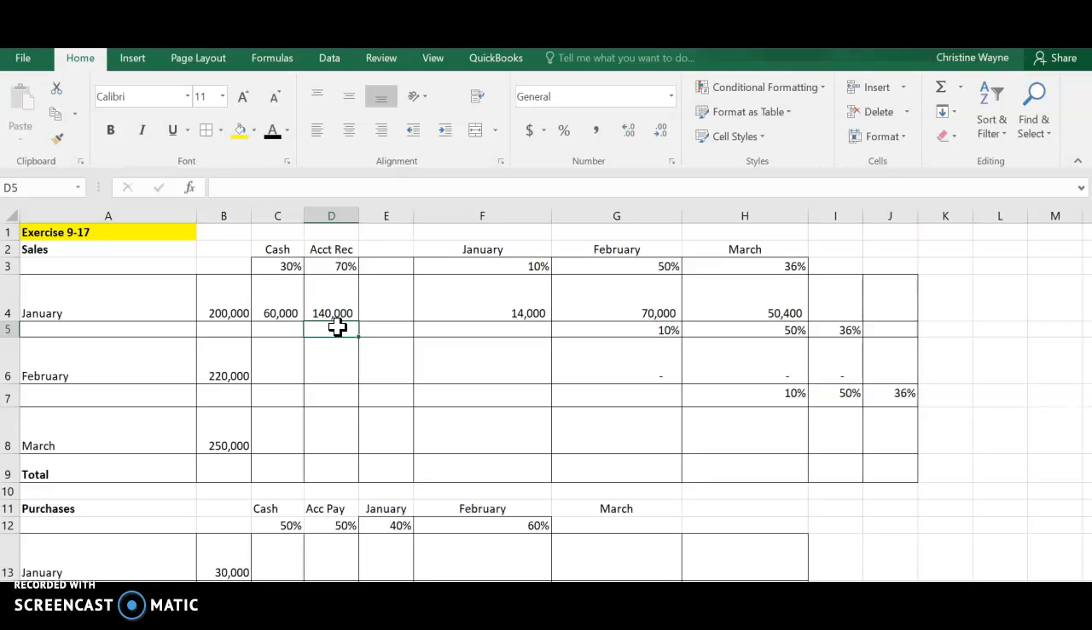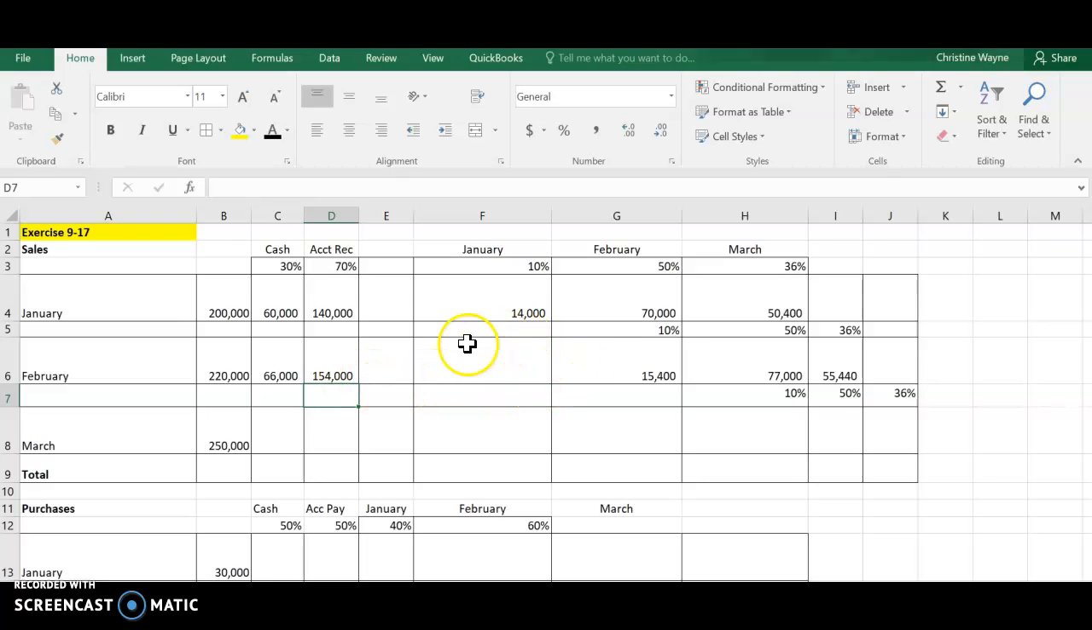Now I've built a schedule to show then how much of that is collected in January, February, and March. To do that, I will take the accounts receivable and multiply that by 10% for January, 50% for February, and 36% for March. We're going to do that again for February. So I take my sales, multiply that by 30% to get my cash portion. Then I'm going to find out how much of those sales, by subtracting my cash, go into accounts receivable.